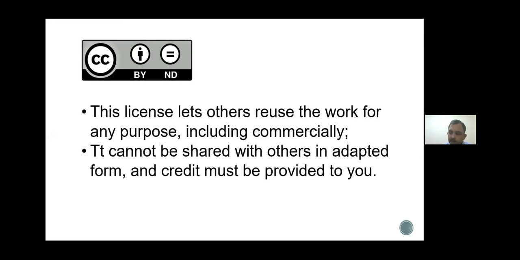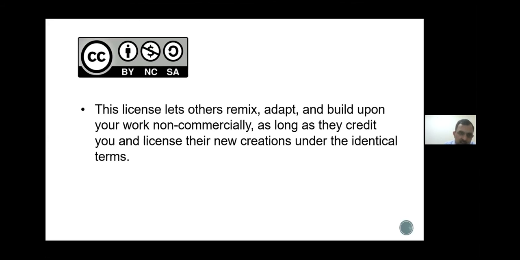Then comes CC BY ND. So CC BY ND means that the license allows others to reuse your work for any purpose, even commercially. But if this ND is attached, then it means you cannot adapt it. You cannot make any modification in it, but you can use it as it is. And because the NC license is not attached, you can use it commercially also, but with the attribution to the original author without any modification or change in the material.